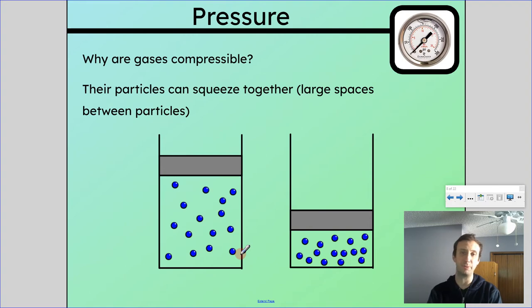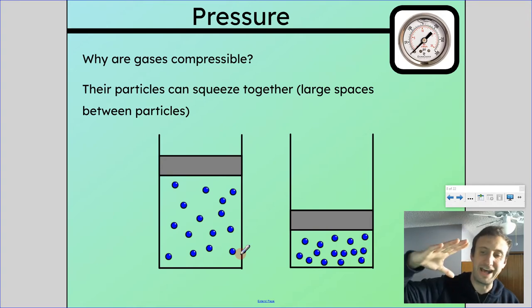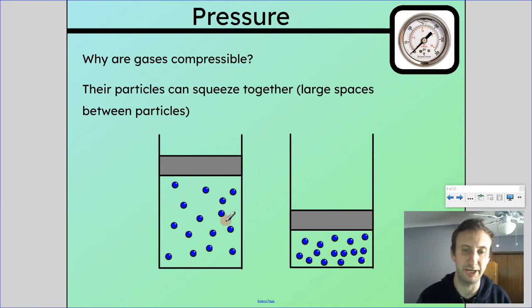So what's happening when we put a gas under pressure, and why are gases compressible in the first place? Well, what's happening is we're making those particles get close together. We are causing more crowding of particles. Gases can actually compress because there are large spaces between the particles, right? We've got lots of space between the particles, so we can take the gas and compress it by applying some kind of pressure.